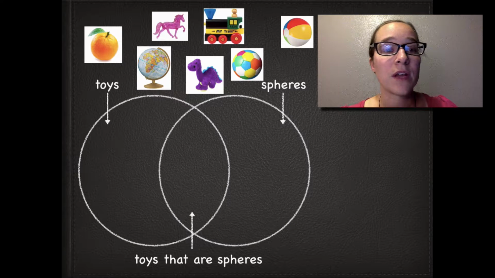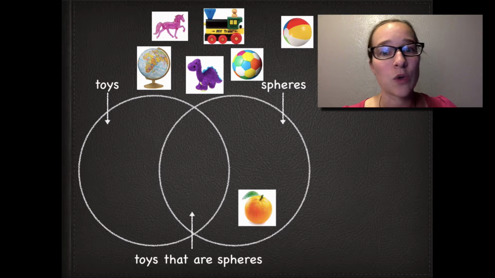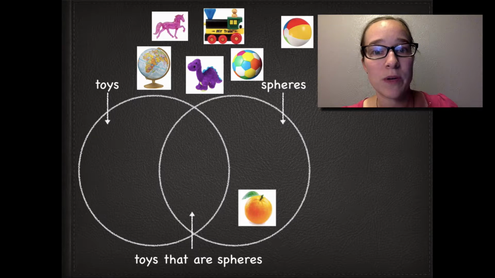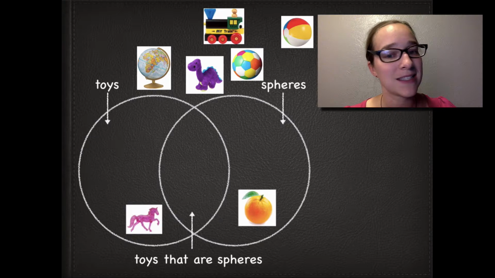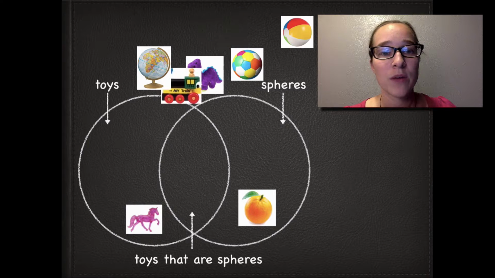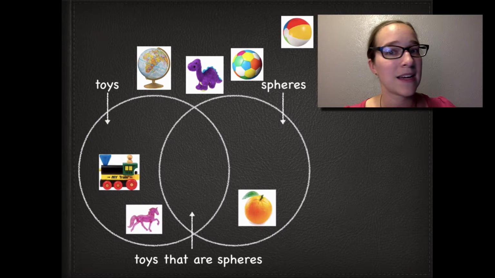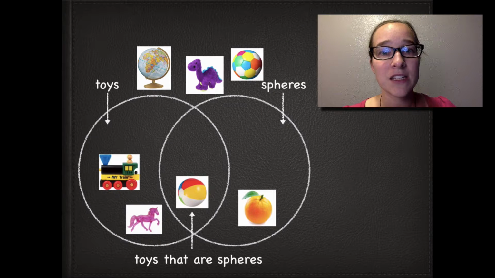We have an orange. It's not a toy, but it is shaped like a sphere, so we'll put it over here on our spheres side. We have a unicorn. That's a toy, but it's not shaped like a sphere. We have a train. It's a toy, but it's not shaped like a sphere. And here we have a beach ball. It is a toy and it's a sphere, so we'll put that in the middle where the circles overlap.